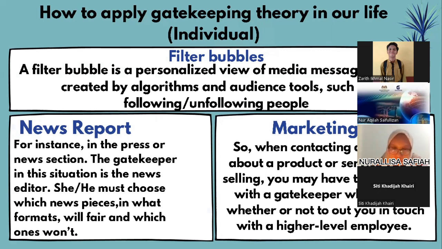Number two is news report. For instance, in the press or news section, the gatekeeper in this situation is the news editor. She or he must choose which news pieces in what formats will air and which ones won't. These are a few of the elements that will help the editor make a wise choice. This is also seen as a part of the gatekeeping duty because the editor occasionally rejects some news items because they violate the organization's house rules or because they are unsuitable for publication.